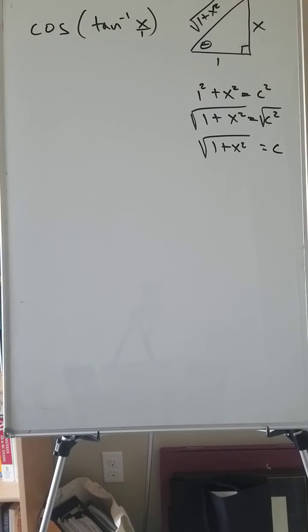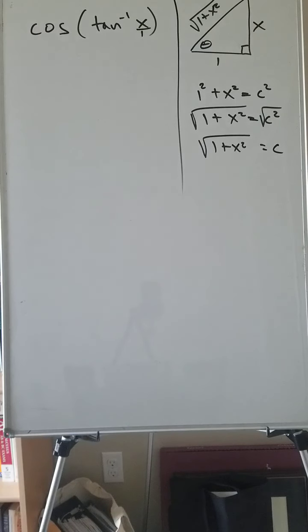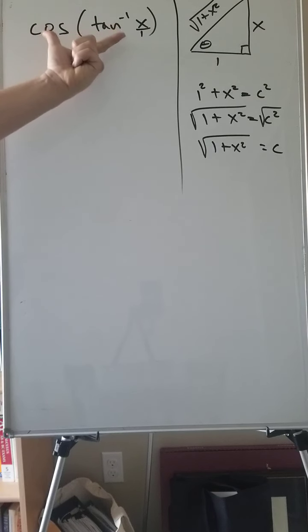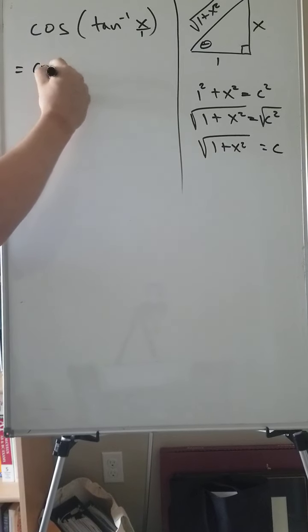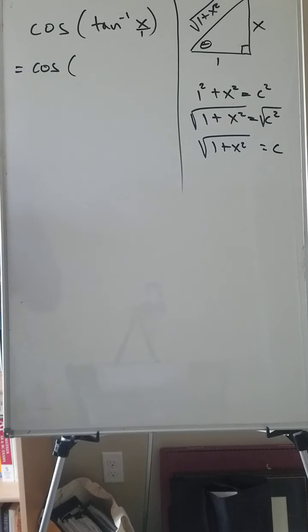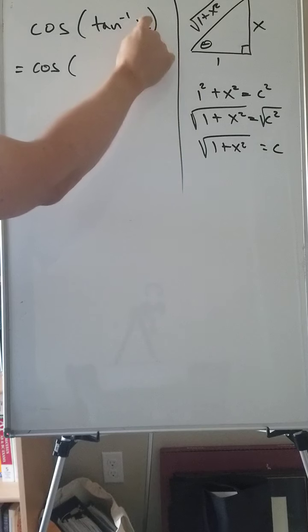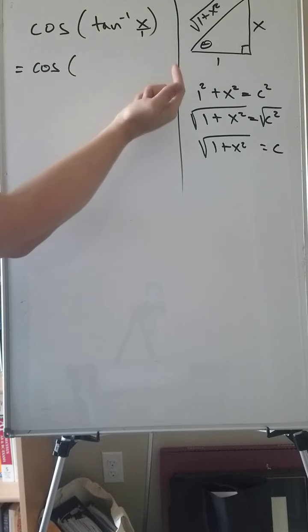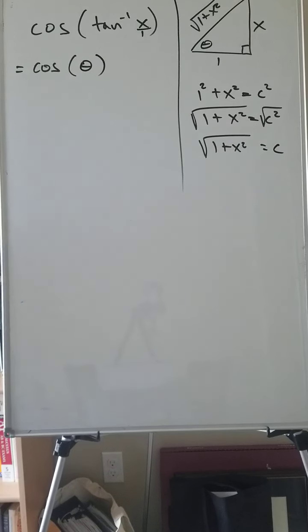Again, this is just kind of scratch work off to the side. So coming back to this, what does this expression equal? Well, it's equal to the cosine of, what do we say tangent inverse represented? Tangent inverse represents the angle where the opposite over adjacent is x over 1. That angle we labeled as theta, so this is really just cosine of theta.